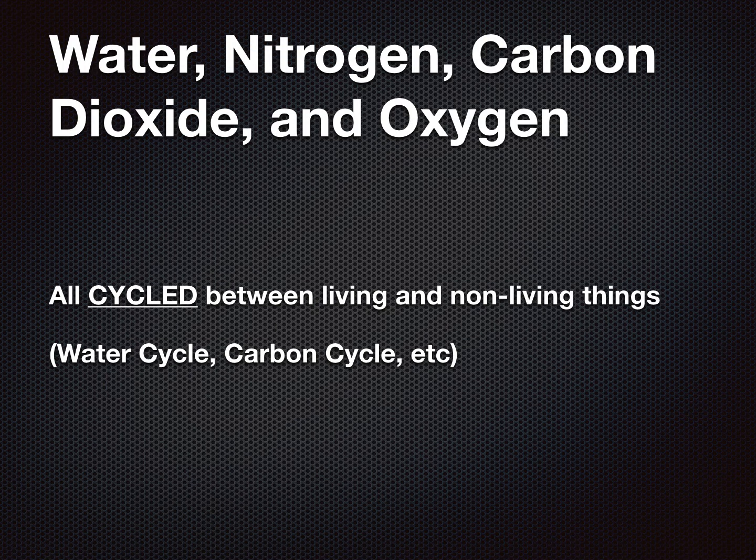Next in your chart is water, nitrogen, carbon dioxide, and oxygen. These are very technical sometimes. However, in 6th grade, you just need to know these are cycled between living and non-living things. For example, the water cycle, the carbon cycle. We talked about how carbon dioxide and oxygen are cycled through photosynthesis and cellular respiration. So that's bringing back an old unit and putting it into this unit.